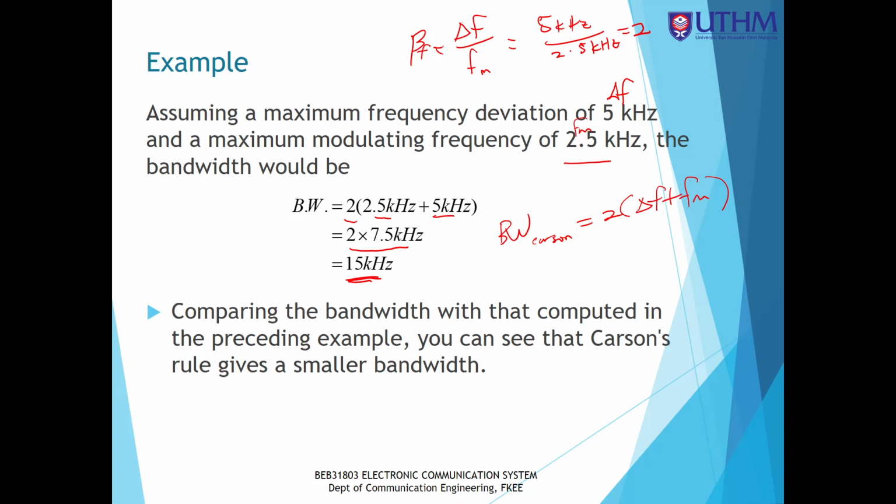That is because Carson is known as the approximate bandwidth. Normally in the exam, we're gonna ask students to find 2 types of bandwidth: find the bandwidth by Carson and find the bandwidth by Bessel. So you need to know how to find the bandwidth using both methods.